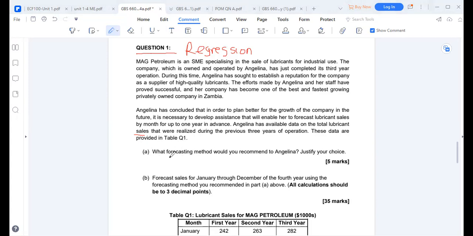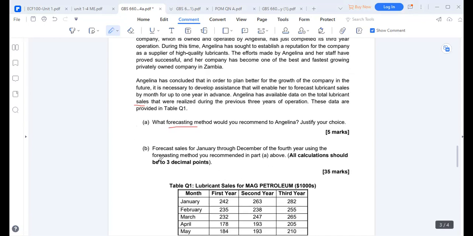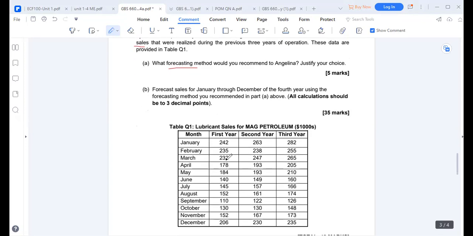Now, what forecasting method would you recommend to Angelina? Justify your choice, and then forecast the sales for January through December of the 4th year using the forecasting method you recommended in part A. All calculations should be to 3 decimal places. Okay, so now we have the 1st year, 2nd year, and 3rd year. Each year has 12 months.